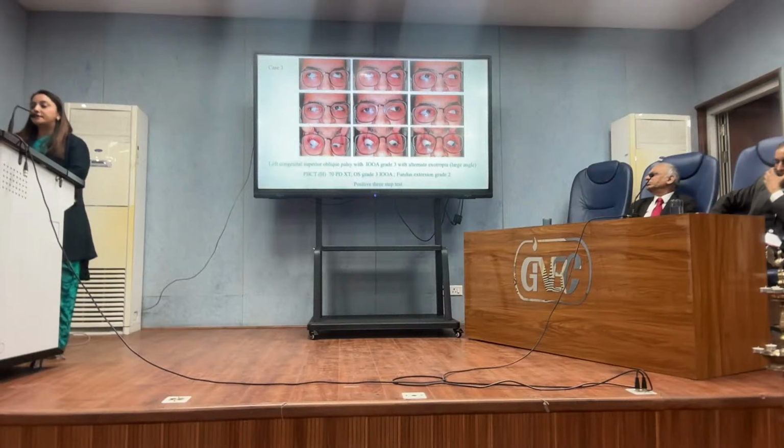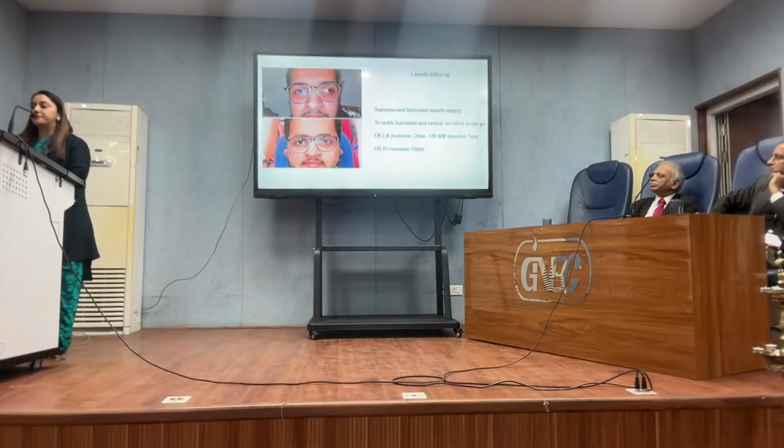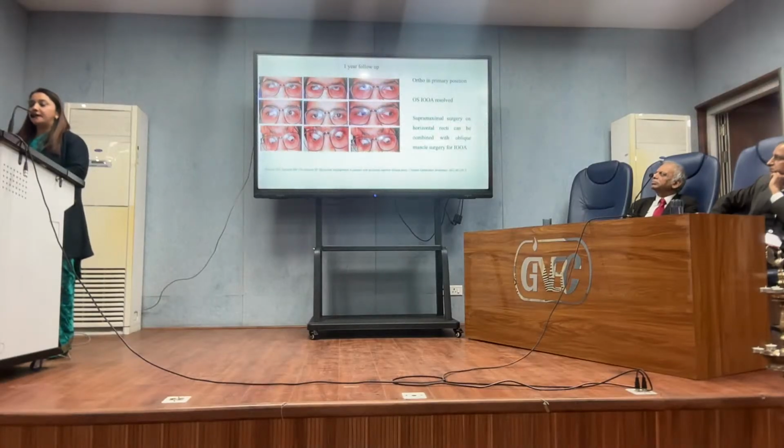So the horizontal deviation was 70 PD XT along with the typical features of superior oblique palsy in the left eye. So this patient underwent supramaximal horizontal muscle surgery along with the IO recession for the superior oblique palsy. At 1 year follow-up, the patient's ortho and the over elevation and adduction due to the IO overaction has resolved. So supramaximal surgery for horizontal recti can be combined with oblique muscle surgery in cases of superior oblique palsy.